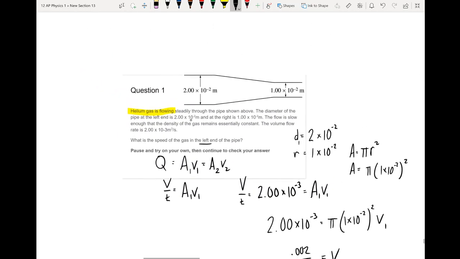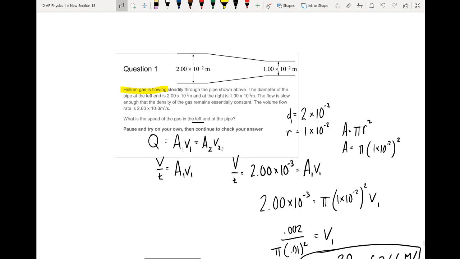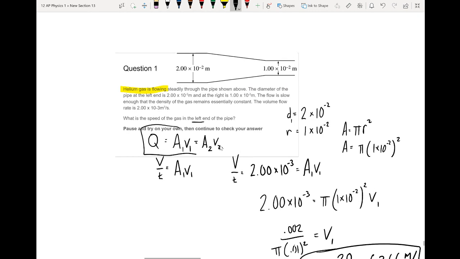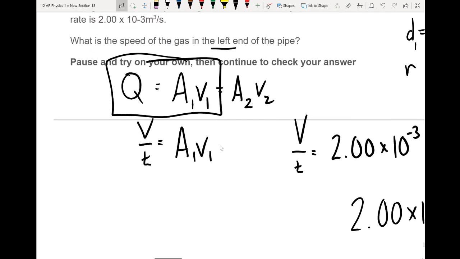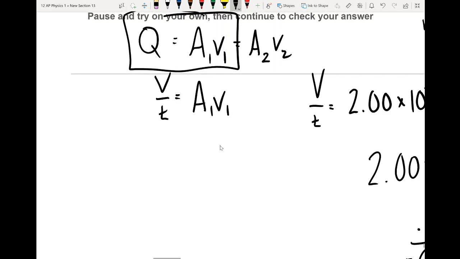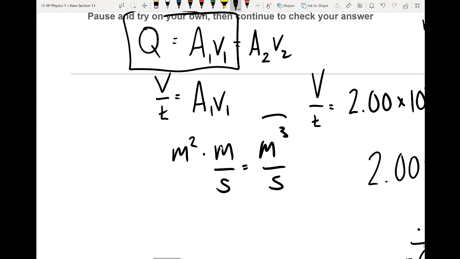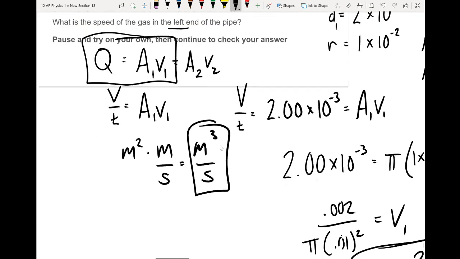Remember that our volume flow rate is constant, and that the volume flow rate, even though this is not on the equation sheet, is A1 times V1. One way that we can think about this is units. Our units for area is meters squared. Our units for velocity is meters per second. So our units for that is meters cubed per second, which is volume per time.